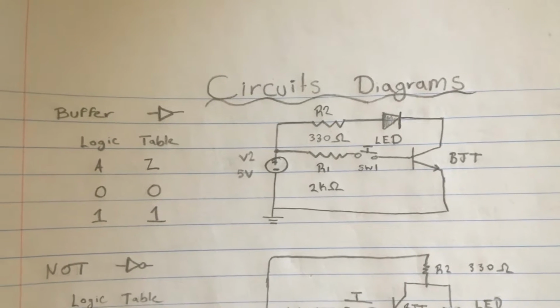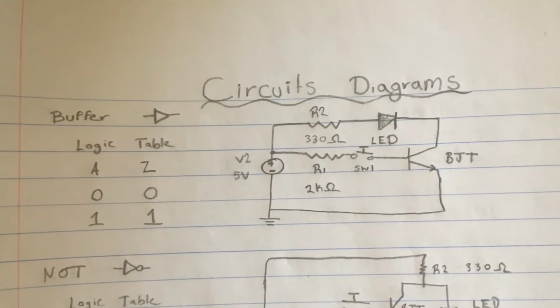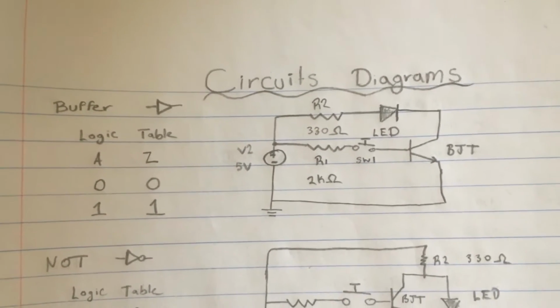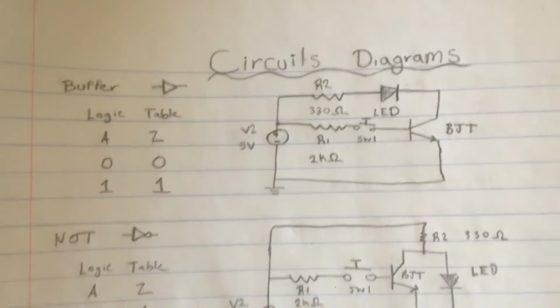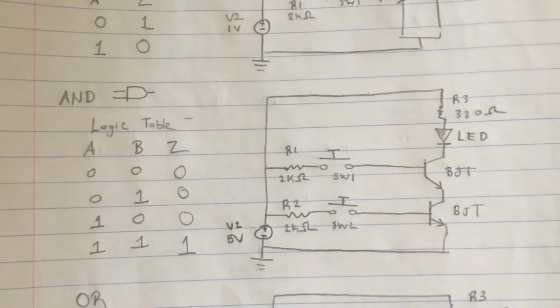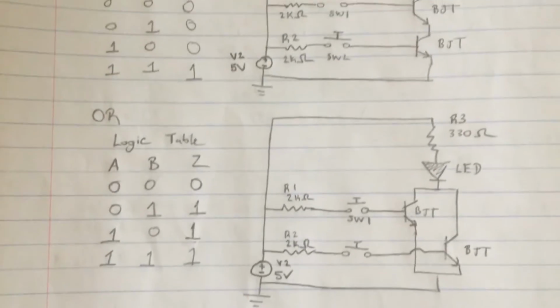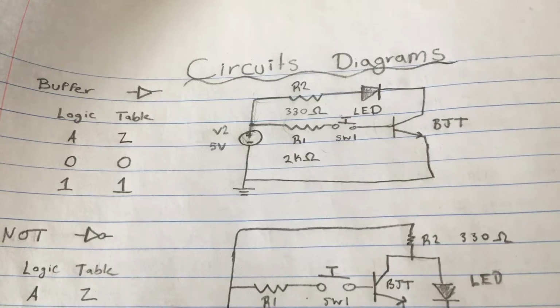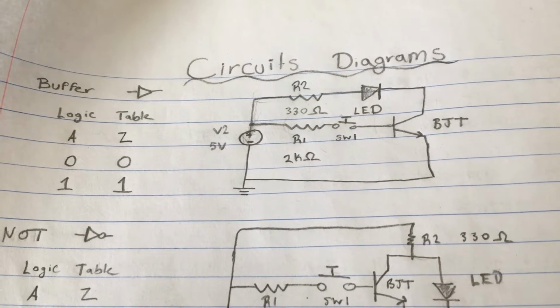These are going to be our circuit diagrams for the 4 logic gates that we're going to be wiring today, as well as their logic truth tables. This is the buffer logic gate, the NOT logic gate, the AND logic gate, and the OR logic gate. This is the circuit diagram for the buffer logic gate.